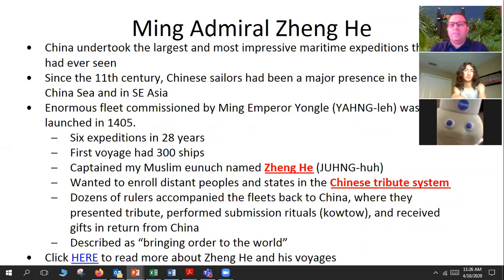This is also when they develop the junk ship to help facilitate all of this trade. Okay, Emperor Yongle launches 6 different expeditions within about a 28-year period. That is a lot, especially for that time period. Okay, they do capture a lot of Muslims. Okay, so there is conflict happening too.